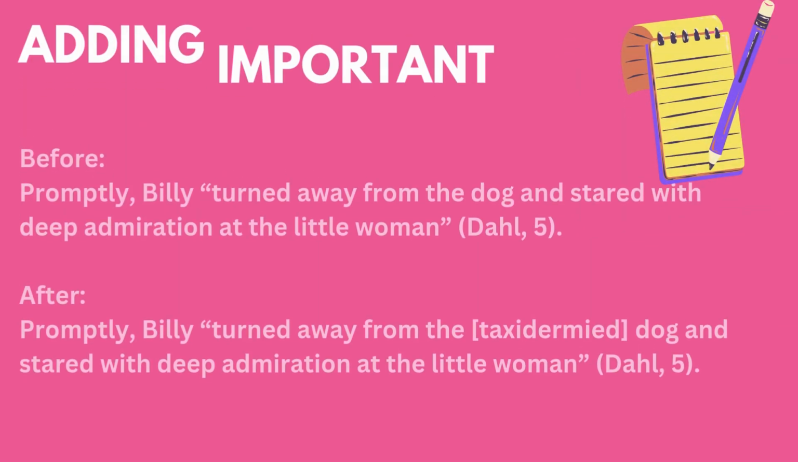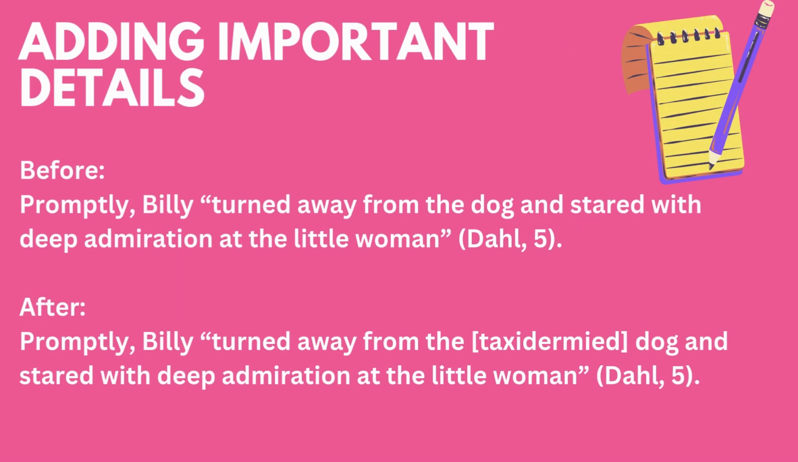Our second example here is from The Landlady by Roald Dahl. It says, promptly, Billy turned away from the dog and stared with deep admiration at the little woman. Spoiler alert, in The Landlady, the dog is taxidermied, and that detail may or may not indicate that the landlady is a murderer. So if my essay was focused on that and that was an important detail, I would add that in with square brackets, as shown in my second example. Promptly, Billy turned away from the taxidermied dog and stared with deep admiration at the little woman. So here I've used square brackets to add in this little detail about the fact that the dog is taxidermied.